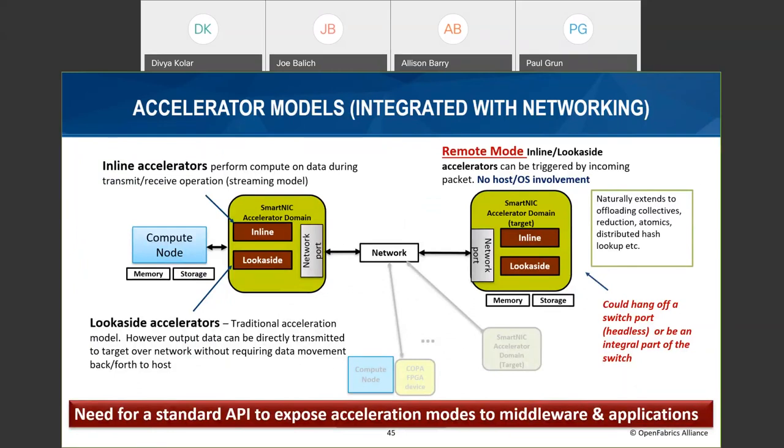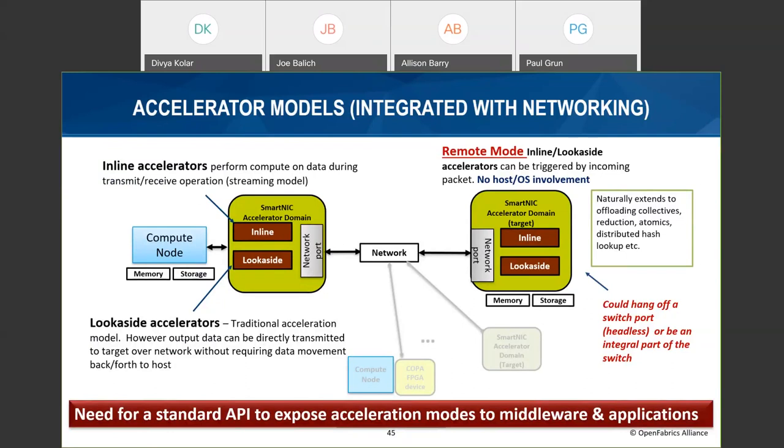Here we are again talking about these different types of accelerators. The slide shows the concept of what is inline, what is look aside, and how it can be invoked both locally as well as in a remote sense. As I mentioned earlier, some compute entity will want to transmit data. The inline accelerator will be used to perform the compute on the data. You can think of it as a streaming model.